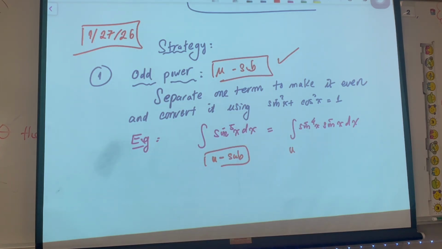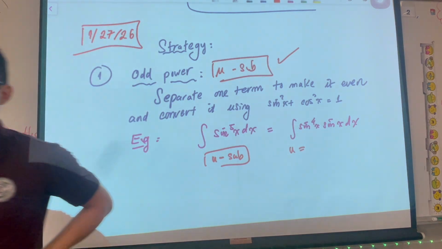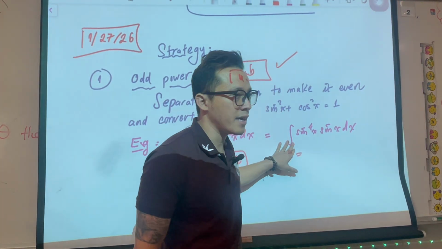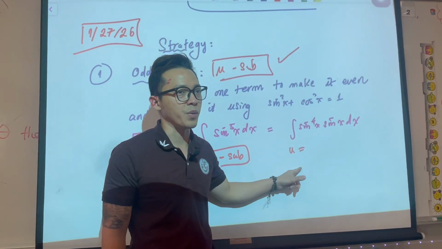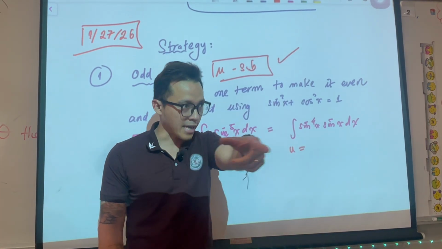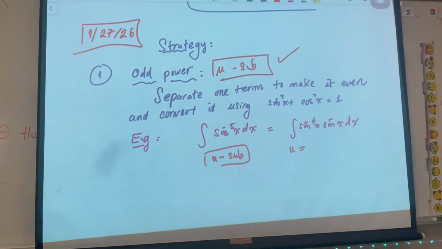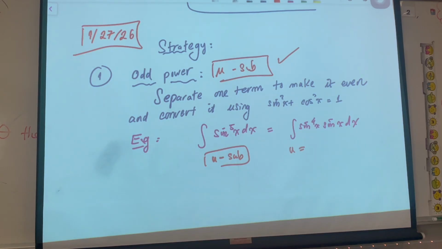U sub. Let u equal to cosine or sine? Cosine. Very good. You're like, oh hey, I don't see any cosine here. So why am I using the cosine for the u? That's right, because the derivative of cosine is sine, right? Yeah, negative sine. But you see the sine happen.